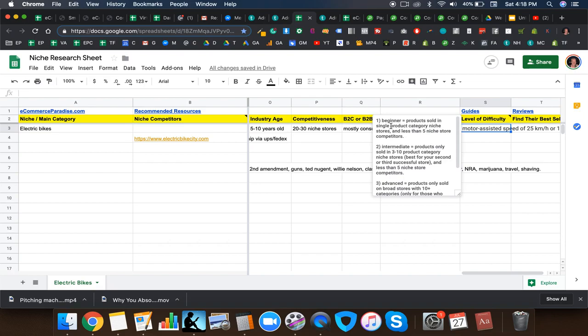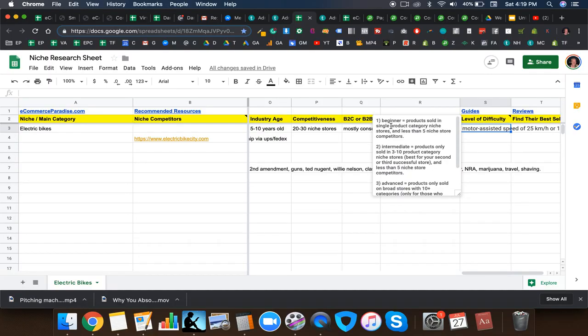So electric bikes I would not suggest for your very first store, just because it's a little bit more advanced. Albeit I did start with electric bikes, but it wasn't my first store. My first store was actually selling fixed gear bicycles, and my next store was selling road bikes, and then my third store was selling electric bikes. So I already had some experience.